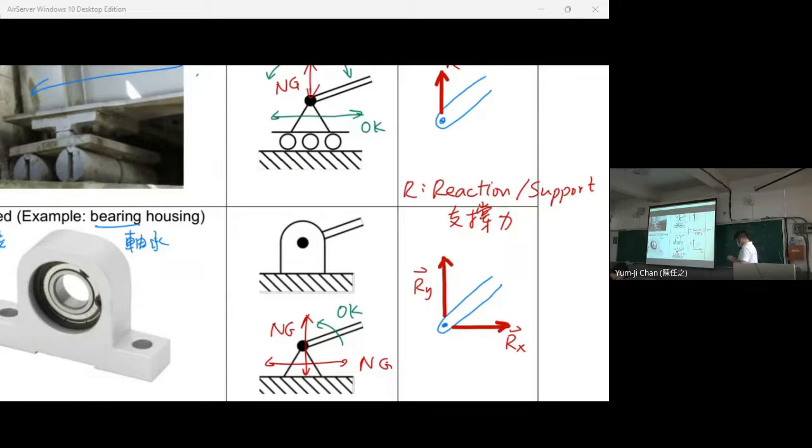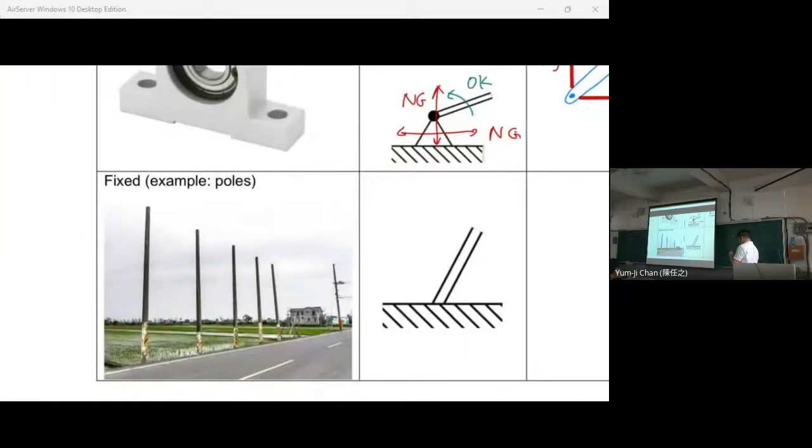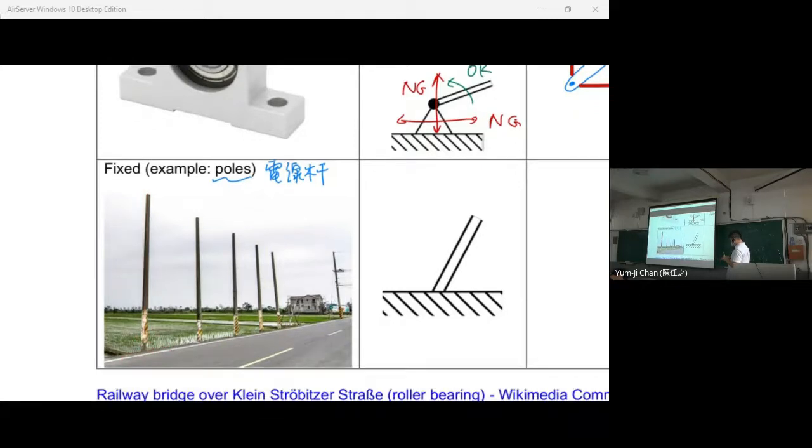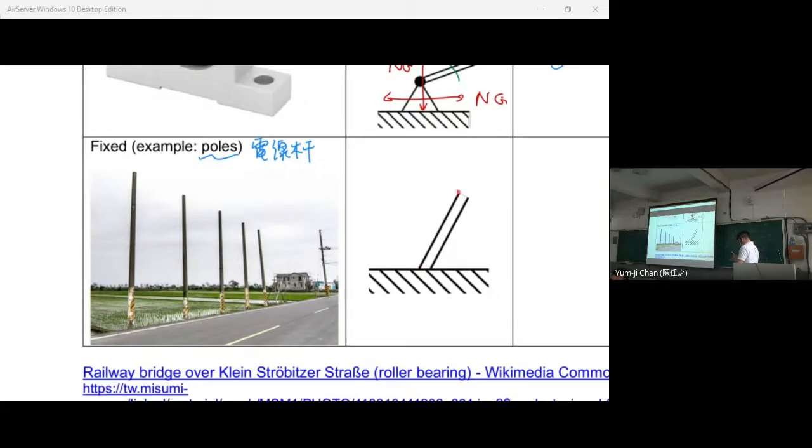Now, the last one. Sometimes we see something is fixed, and so we have poles. We have poles like this. They go into the ground and cannot move. These are fixed on the ground, and the symbol of this is this one. We simply have it on the ground.